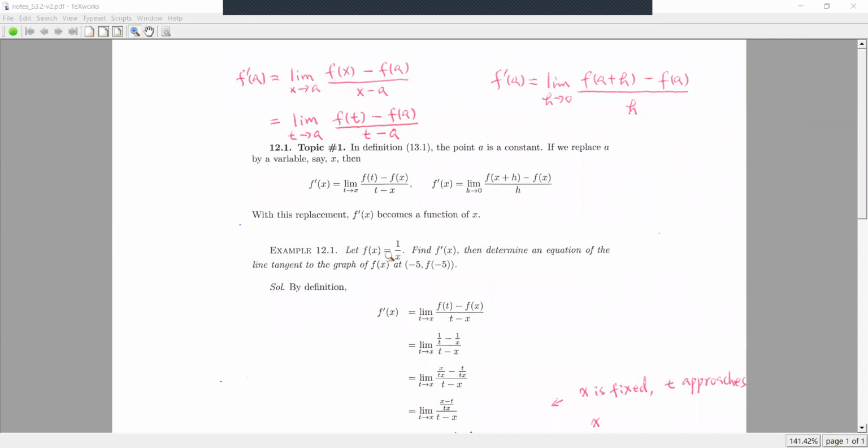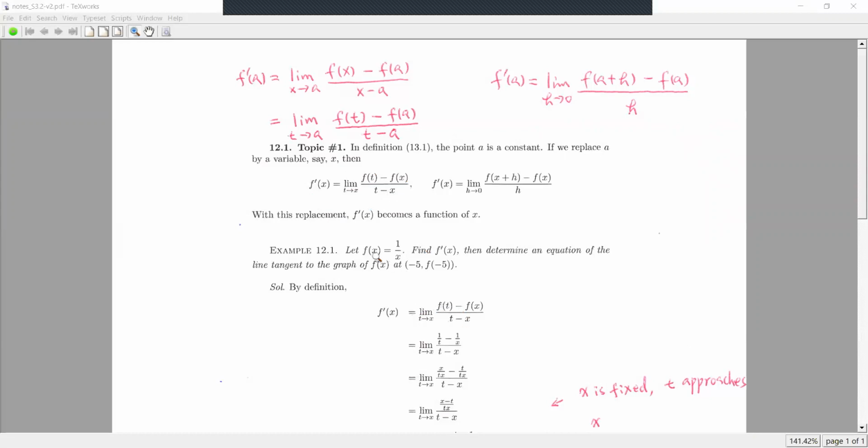Let function f be 1 over x. Find derivative at x. Then determine an equation of the line tangent to the graph of the function at this point. We have two formulas to compute the derivative. Let me pick this formula. By this formula, I have this equation.